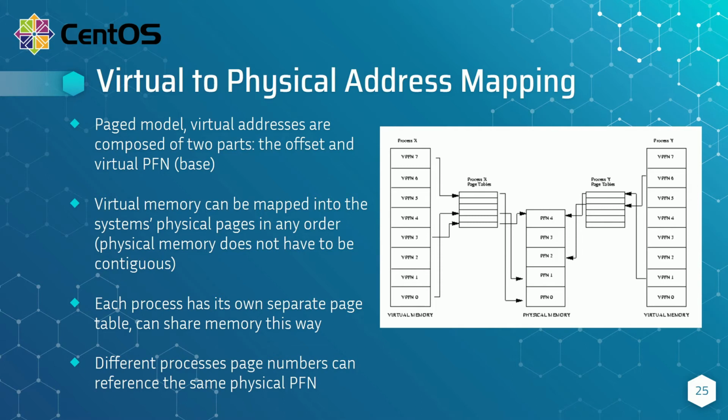Each process would have its own separate page table, and this is the way that it can share the physical memory. In this example, we actually have 2 processes, each with their own page tables, and as you can see here, in this page index, they both end up referring to the same physical frame. So once again, different pages can reference the same physical page frame number.